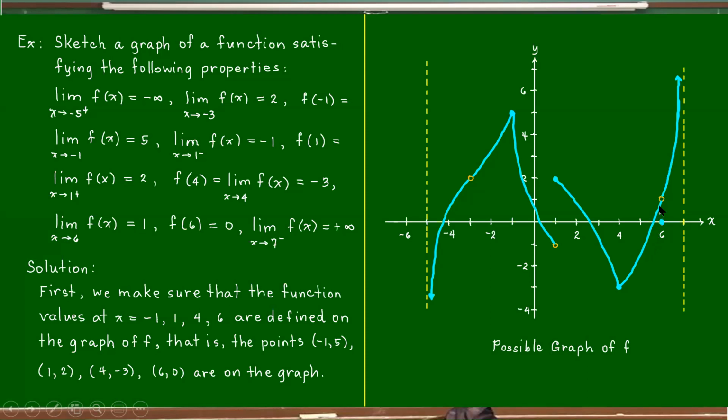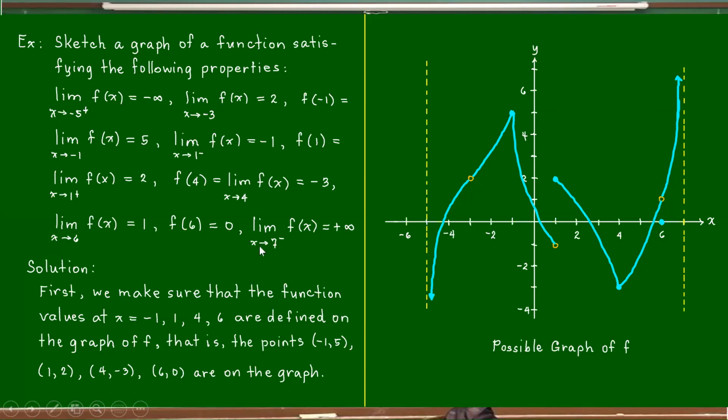Okay. From the left, from the right. So it is 1. Okay. Correct. f of 6 is equal to 0. So there is an isolated point here, along the x-axis, (6, 0).